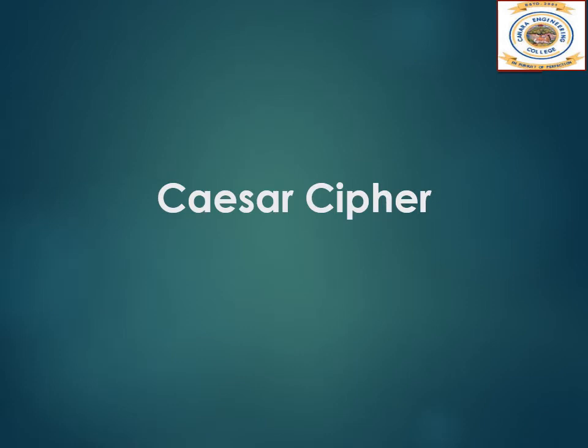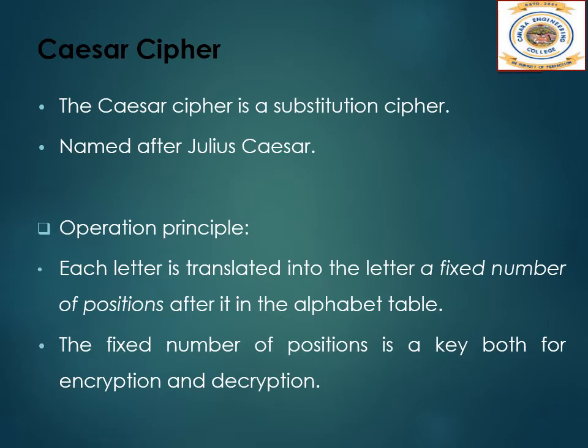So first we learn about the Caesar cipher. Caesar cipher is a substitution cipher. It is named after Julius Caesar. He was using this cipher. So what is the operating principle? Here each letter is translated into a letter a fixed number of positions after it in the alphabet table.